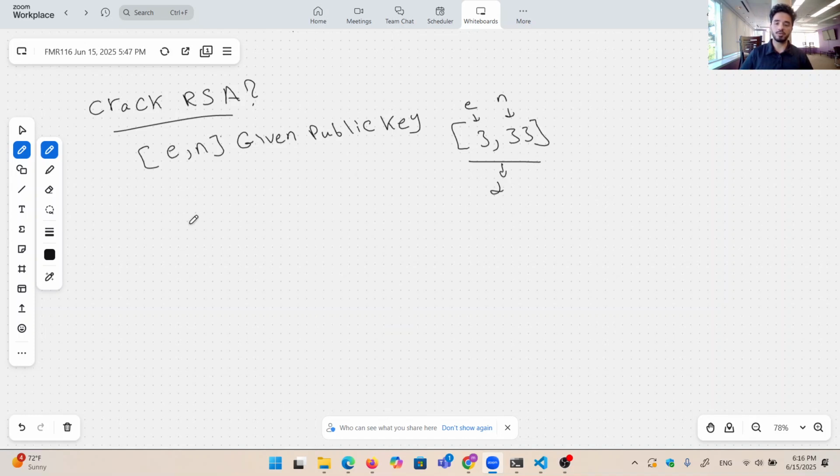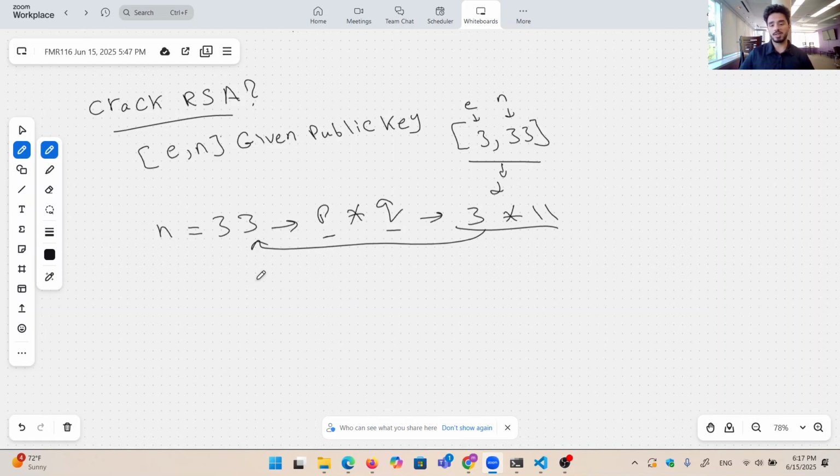In this scenario we have N equal to 33, which can give us P and Q, because N equals P times Q. P and Q should be prime numbers, so we can just say it is 3 times 11, which gives us 33. There are not a lot of options when it is a very small number.